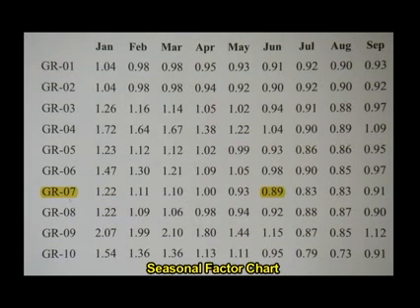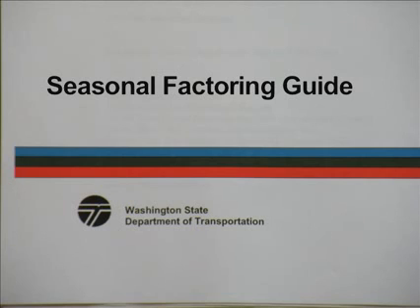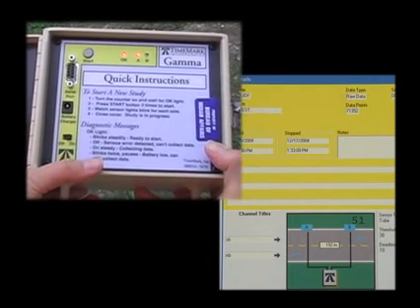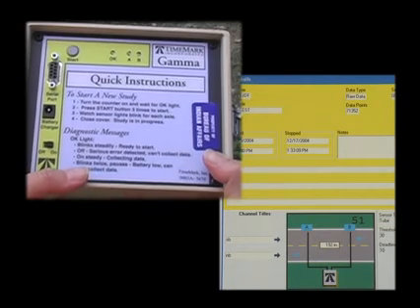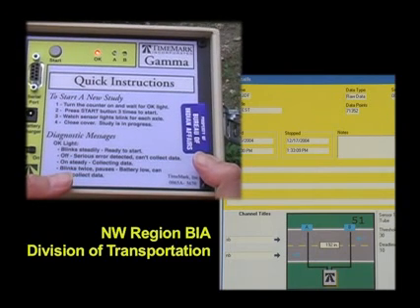The BIA can provide you with regional seasonal factors for your area, and factors are also readily available from your state DOT. For information on traffic counts or assistance with traffic count data analysis, contact the Northwest Region BIA Division of Transportation.